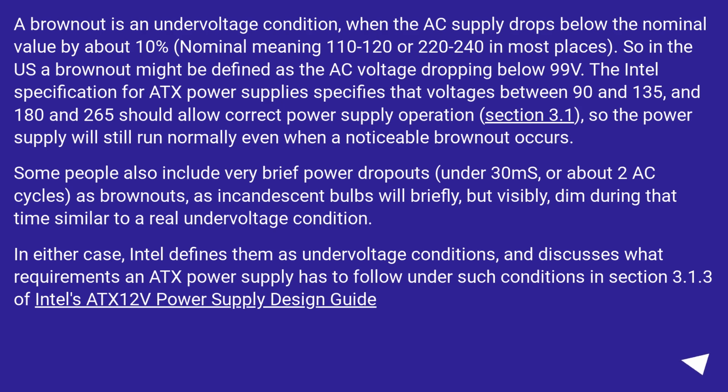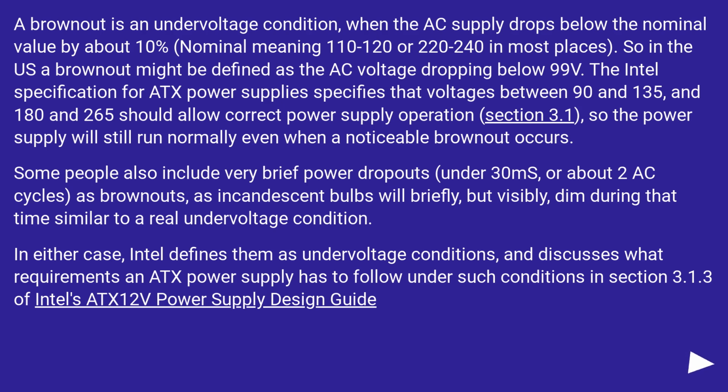A brownout is an undervoltage condition, when the AC supply drops below the nominal value by about 10%, nominal meaning 110 to 120 or 220 to 240 in most places. So in the US a brownout might be defined as the AC voltage dropping below 99 V. The Intel specification for ATX power supplies specifies that voltages between 90 and 135, and 180 and 265 should allow correct power supply operation, section 3.1, so the power supply will still run normally even when a noticeable brownout occurs.